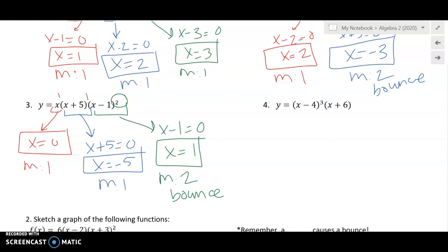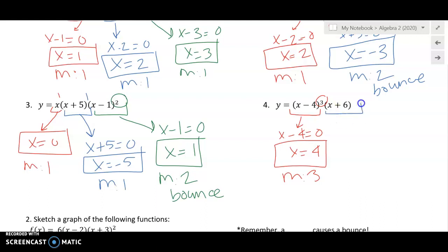Y equals x minus 4 cubed times x plus 6. So each piece that has x in it, take it, set it equal to 0, solve it. They're pretty quick when you solve them. You get x is equal to 4. Look at the exponent. It's a little 3, so that means my multiplicity is 3. It's not even, so there's no bounce there, but it's different. It has a multiplicity of 3.